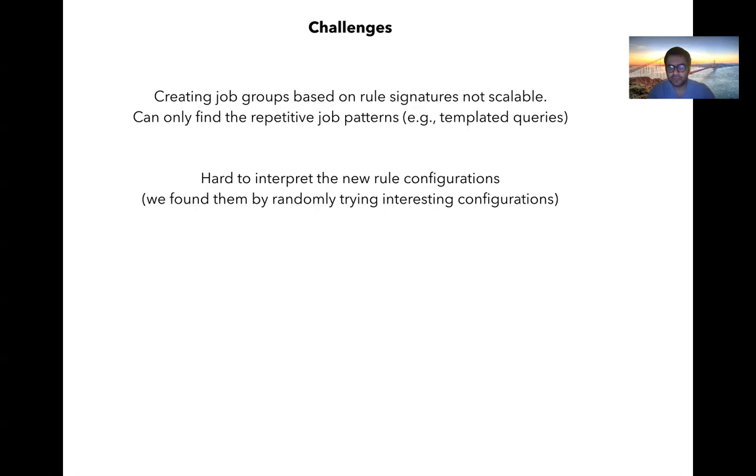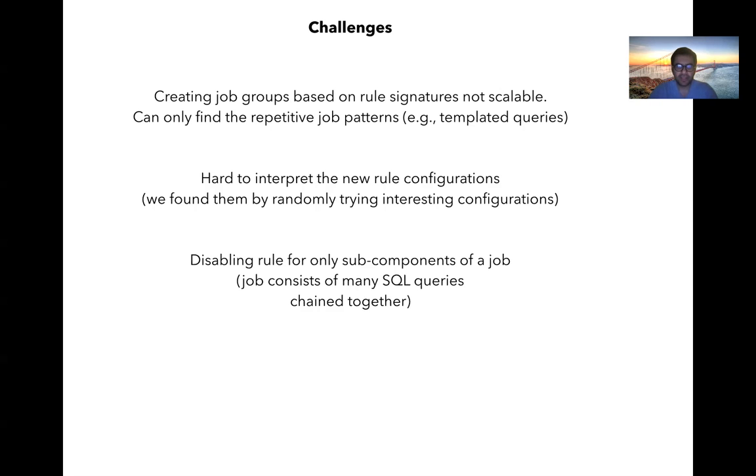It's also hard to interpret what these new rule configurations mean, because we found those by trying these random interesting configurations. So it may be interesting to find, for instance, a smaller set of rules that is more humanly interpretable. There's also disabling certain rules for only subcomponents of a job. Right now, we disable them for the whole job, but because a job is a bunch of SQL queries, there could be finer grained control that we haven't quite explored yet. So there are many interesting ideas to explore here.